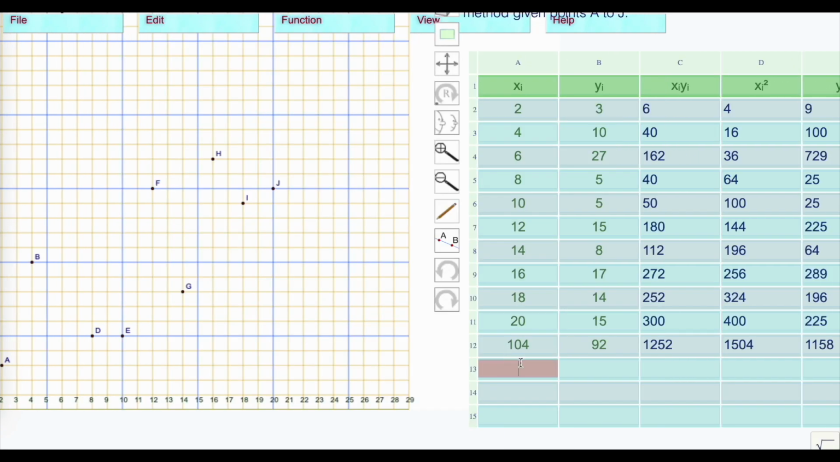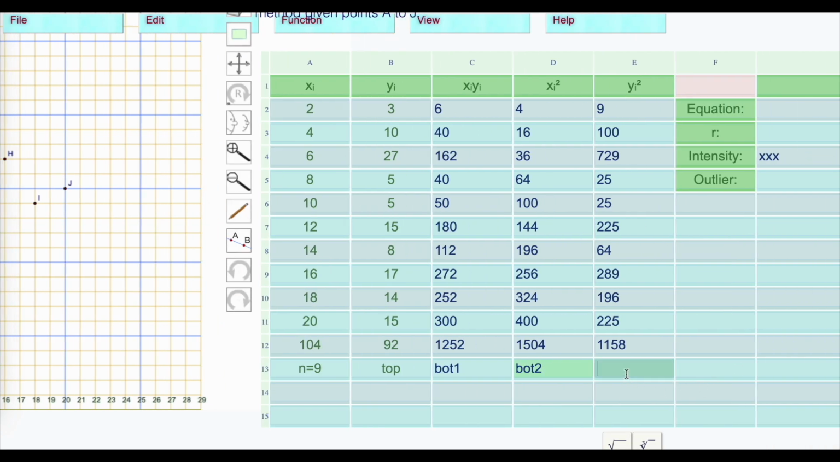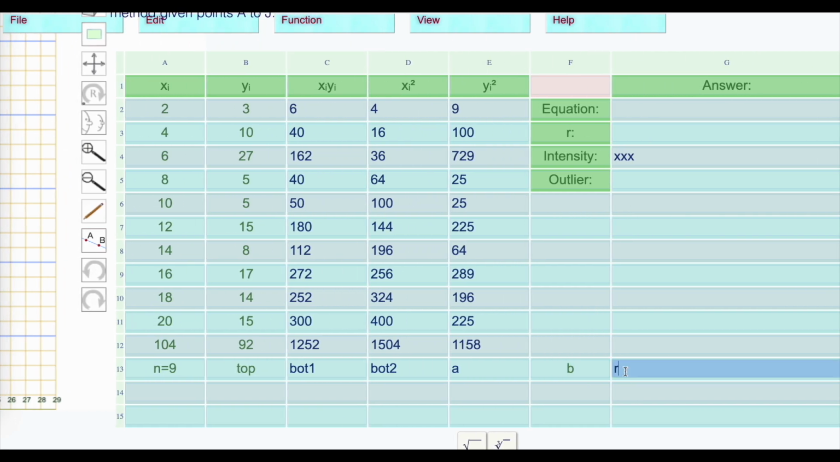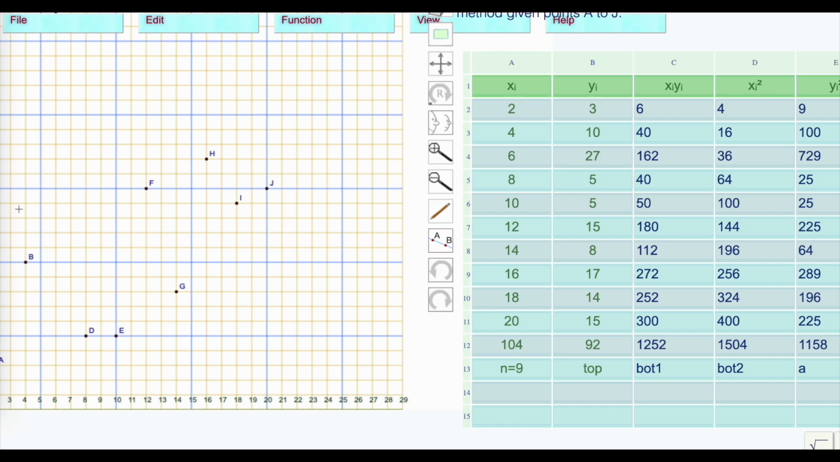The number of values that I have: we started off with 20 as our last value. This is the 10th value. I removed 1, so we have 9 values. N equals 9. I'm just writing that to remind me to use 9 as the N in all of these. We need to figure out a top, a bottom 1, a bottom 2, the A, the slope of the line of best fit, the B, the initial value for the line of best fit, and the R, the correlation coefficient.